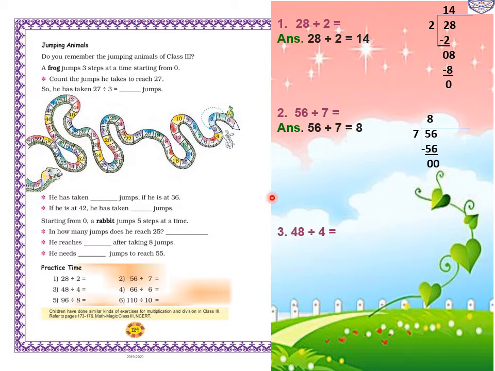Now third, 48 divided by 4. In the 4 table, 48 directly will not come. So we will take one digit. First is 4. In the 4 table, 4 ones are 4. So 4 minus 4 is 0. So this 8 we will carry down. In the 4 table, 4 twos are 8. So 8 minus 8 we will get 0. So 48 divided by 4 equal to 12.